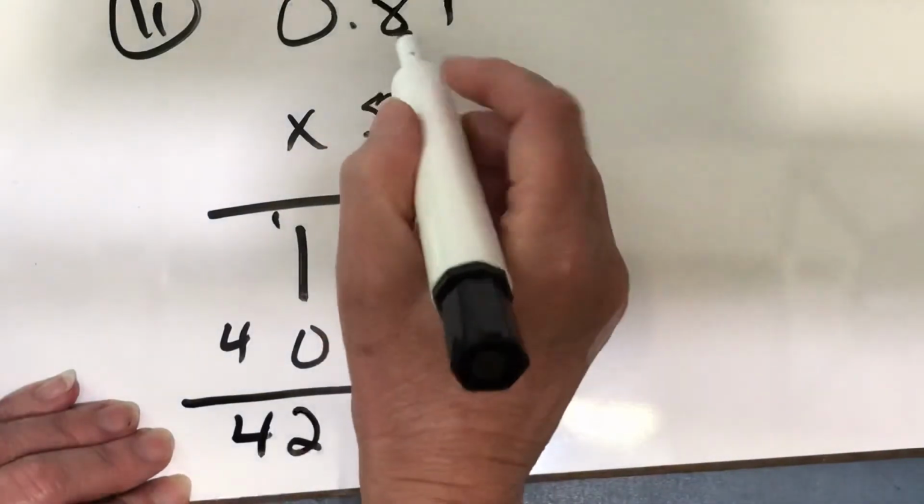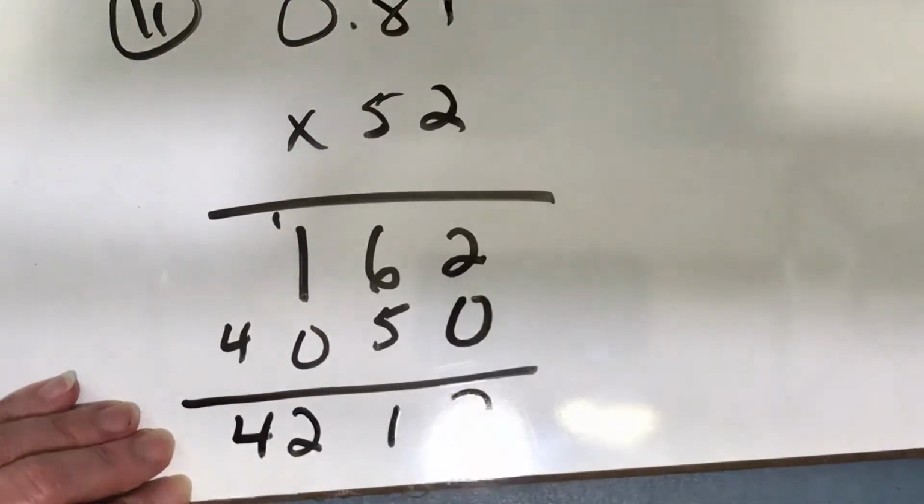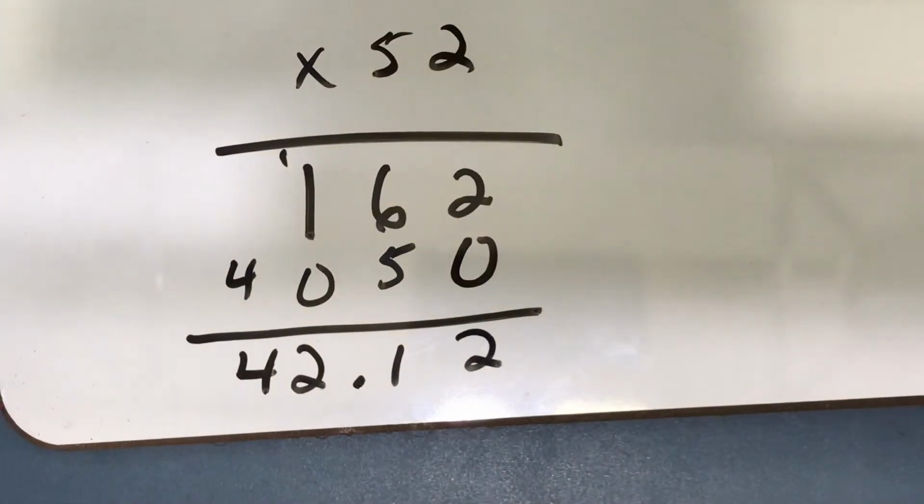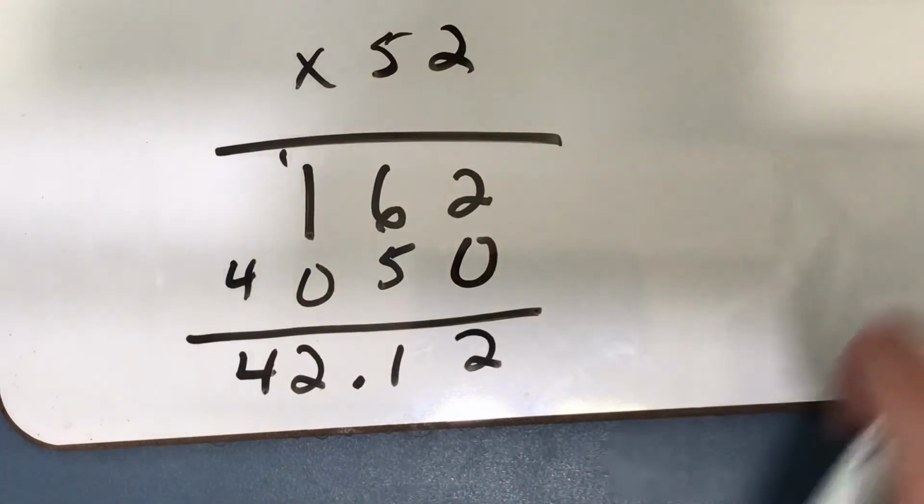And then count my decimal places. I have two digits after the decimal point, so I need to put the decimal point right there. We'll have two digits after the decimal point, 42 12/100.